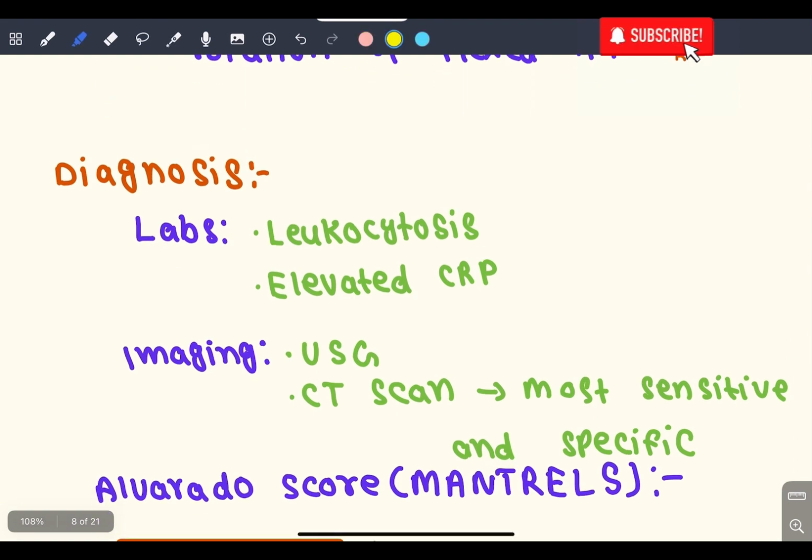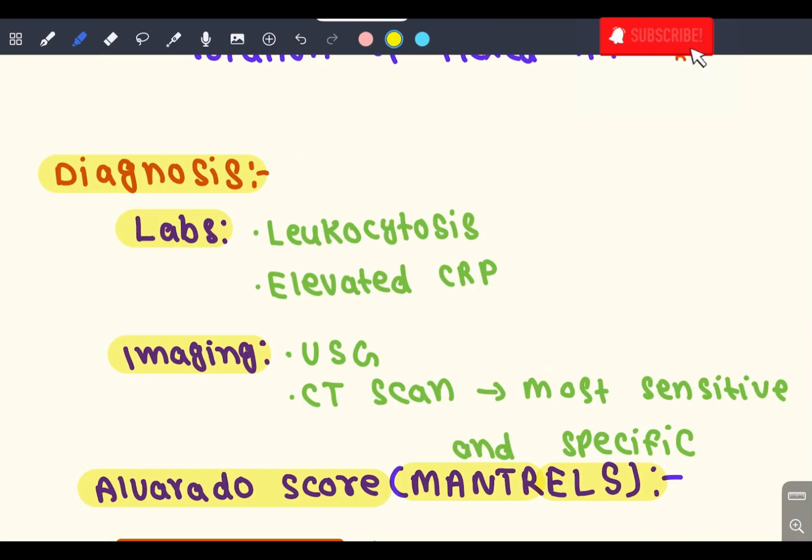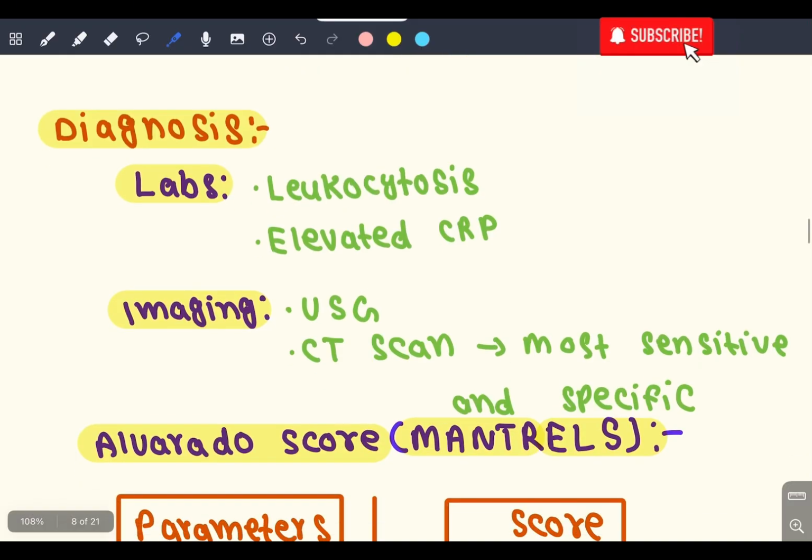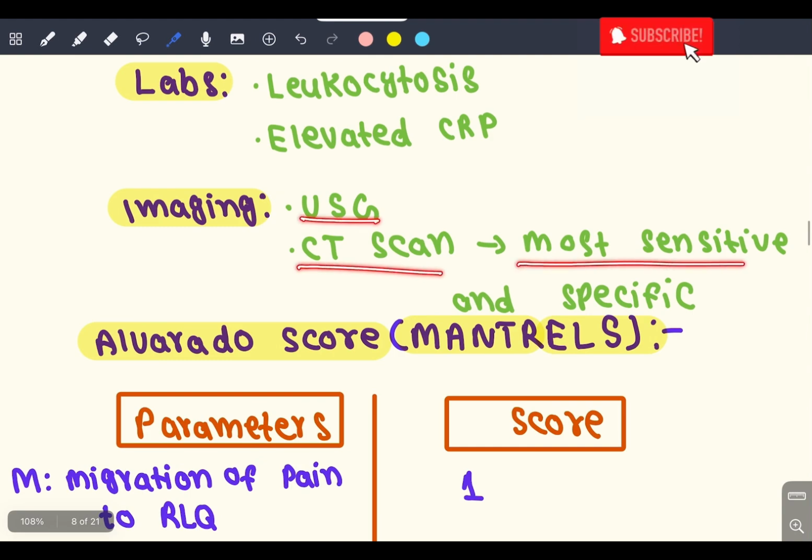Now we will talk about the diagnosis. In case of diagnosis, what we actually do is some lab investigations, we do imaging, and most importantly the Alvarado score, that is remembered by the mnemonic MANTRELS. In lab investigation we do CBC, and in CBC we see leukocytosis, so leukocytes, white blood cells, are increased. TLC, total leukocyte count, is increased. We also see elevated CRP, that is an inflammatory marker. In imaging we do ultrasound and CT scan, and CT scan is more sensitive and more specific.